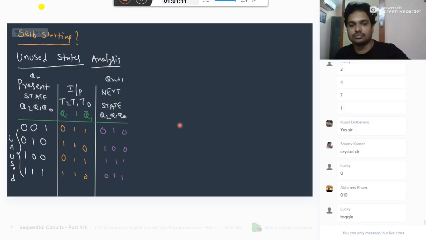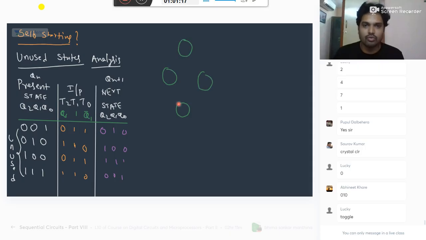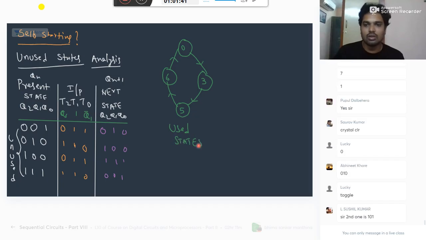Now, see here. Your used states are 4. What are they? 0, 3, 5, 6. These are the used states. Now, let's do the unused states.